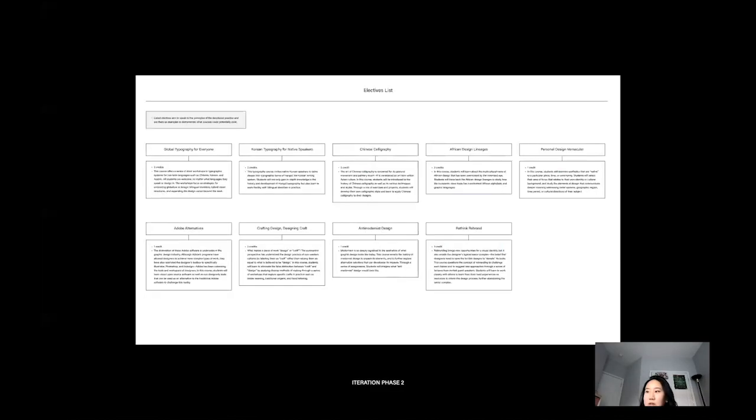In addition to this, I started developing a list of potential electives to demonstrate what courses could be made specifically dedicated to decolonizing design. Again, these are just examples, but it was made in the assumption that more courses would be created that are similar to this, that speak the same language as these.